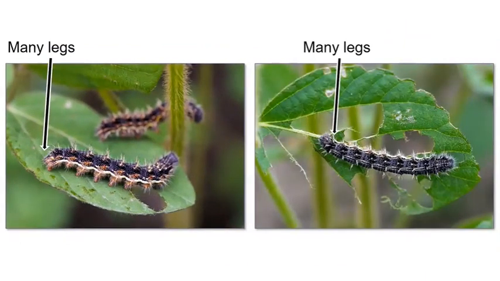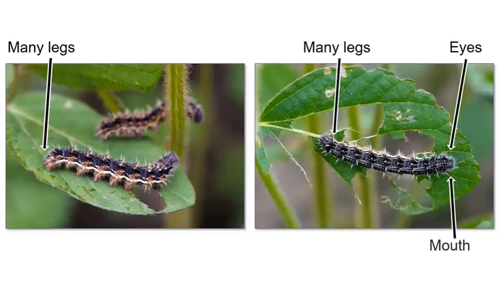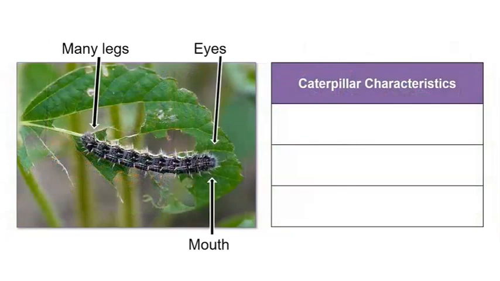Here's another photograph. I took this photograph from above the caterpillar. I think I see two eyes here. Do you? I know the caterpillar has a mouth because I can see holes in the leaves. And we know caterpillars love to eat yummy leaves. Remember, characteristics are observable parts of an organism. We observe two eyes, many legs, and a mouth.